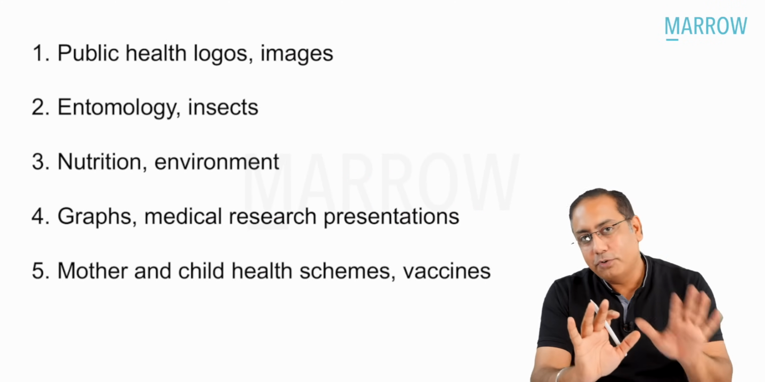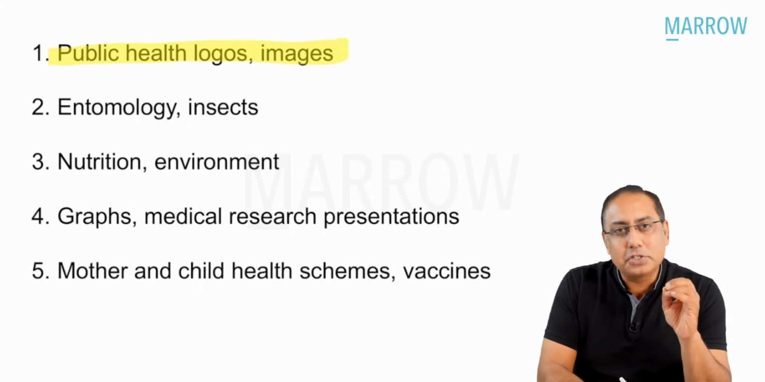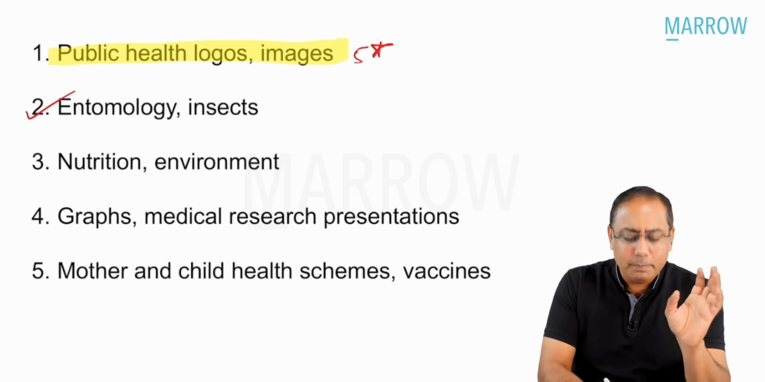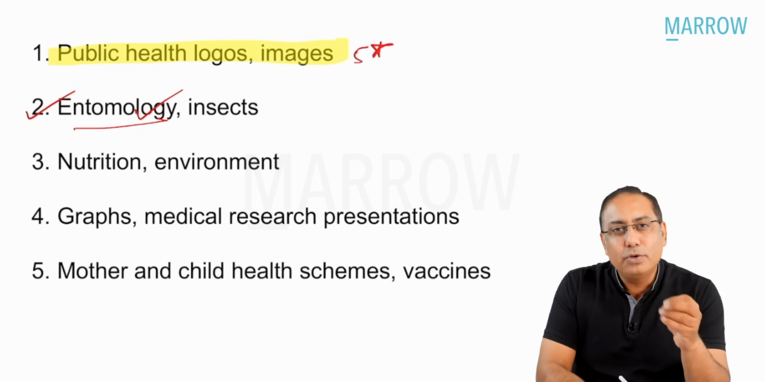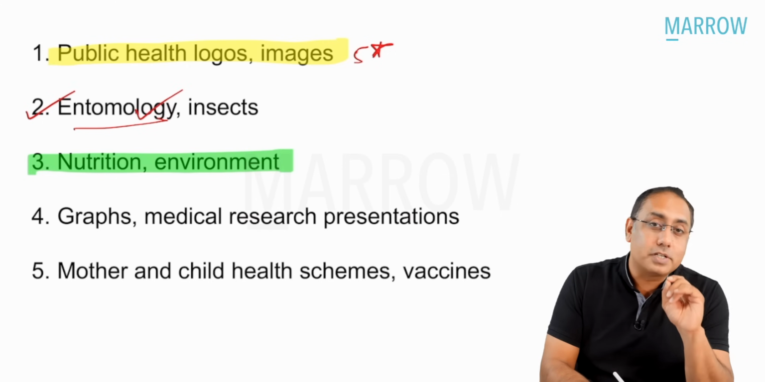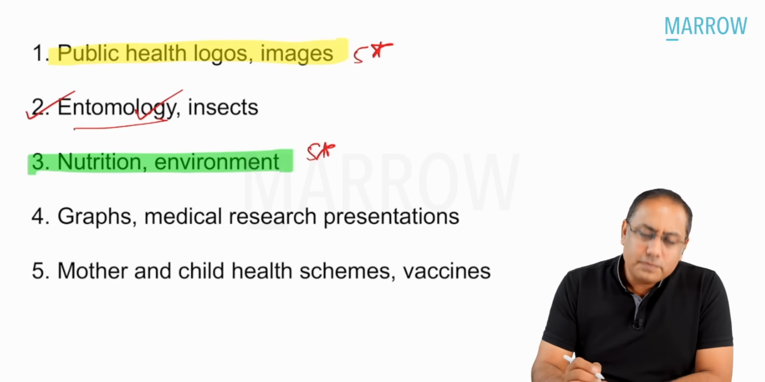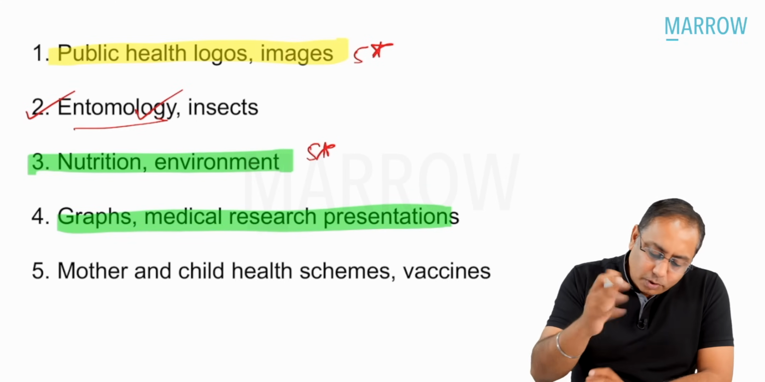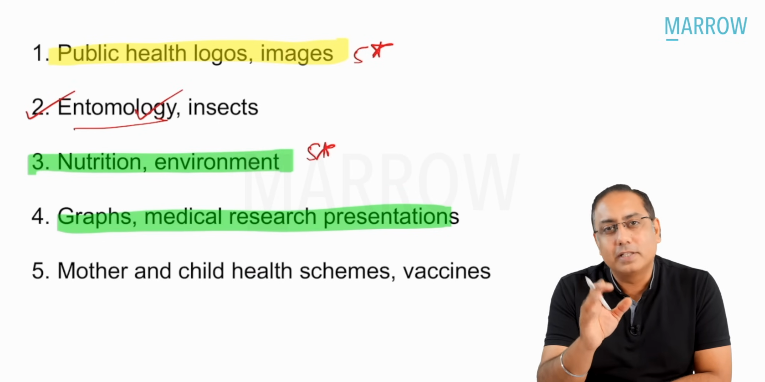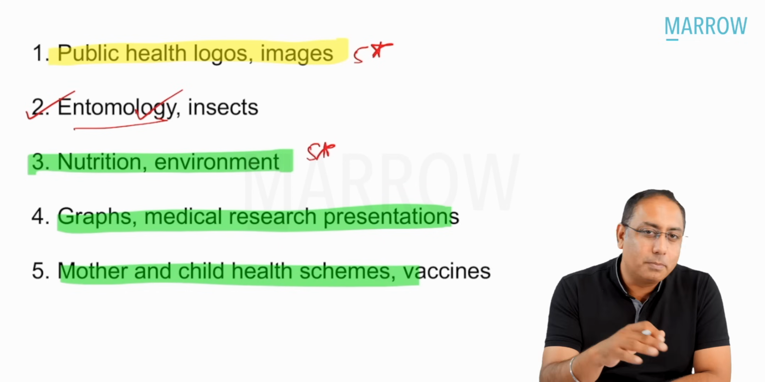I have divided the images into 5 classes. The first class belongs to the old gold answer types: the public health images, the logos, the national health programs, and so on. Very commonly asked, 5-star topic. Next is entomology: anopheles, culex, hard tick, mite, and things like this. Then there is the talk of the town these days: a lot of questions have started coming on environment. Environment has taken center stage, 5-star MCQ. Then graphs and graphical presentation, again an old gold topic, very commonly asked: correlation graph, regression and scatter plots and things like this.